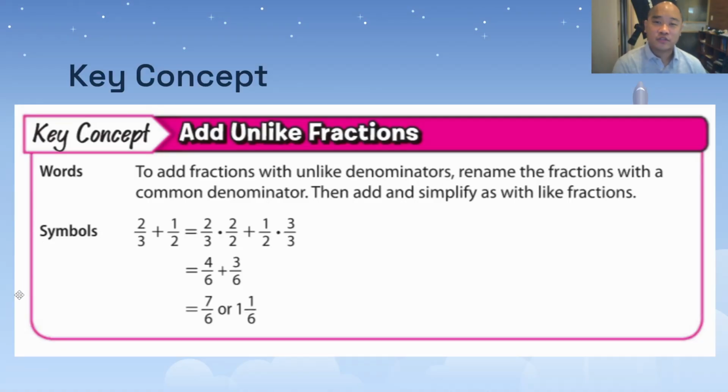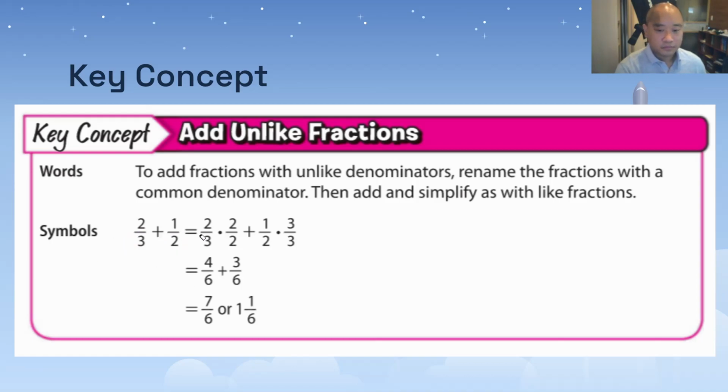Adding unlike fractions. Anytime that you're adding a fraction with a denominator that is not the same, for example, here we have a 3 and a 2, then you need to make them have a common denominator. You can only add or subtract fractions that have the same denominator. So how can we do that?